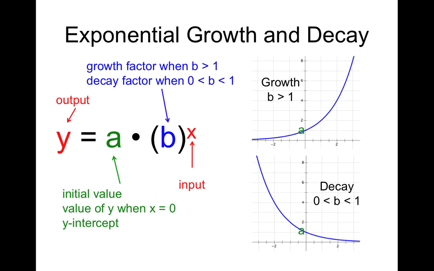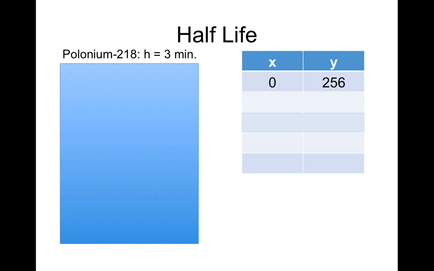It's the y-intercept. The half-life of a radioactive isotope tells you how much time passes before half of it degrades into a neutral non-radioactive substance. So for example, if we look at this particular atom, polonium-218, its half-life is 3 minutes. If we start out with 256 grams, then after one half-life, there will only be 128 grams of radioactive substance. After 2 half-lives, which is 6 minutes, there will be 64 grams remaining.